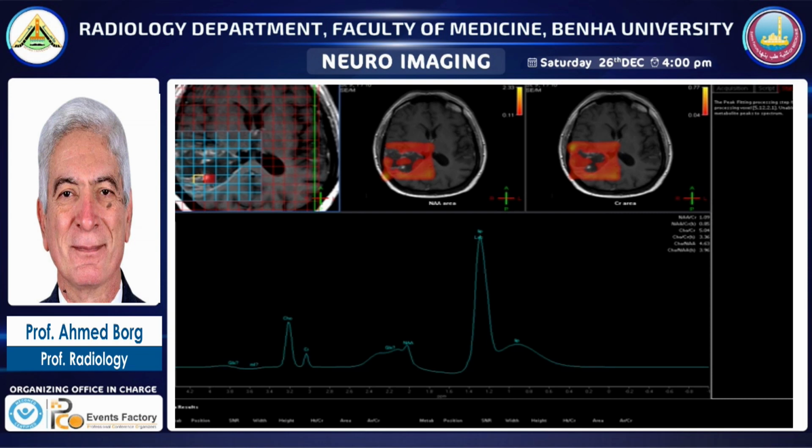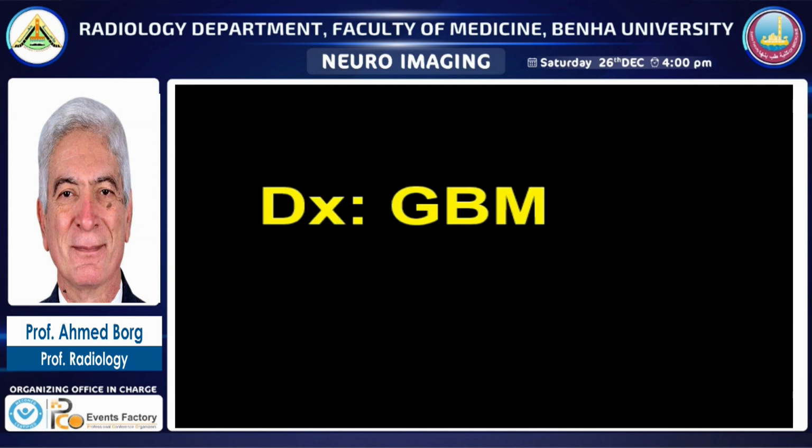On MR spectroscopy, here is the choline, increased choline peak, and normally the NAA, N-acetyl aspartate, is higher. The peak is higher than both the choline and creatine, and this is not normal, and the diagnosis is glioblastoma multiforme.